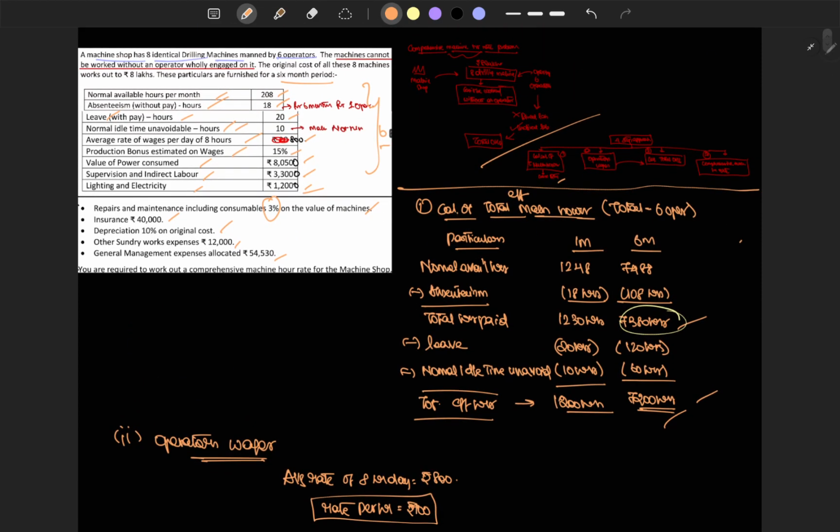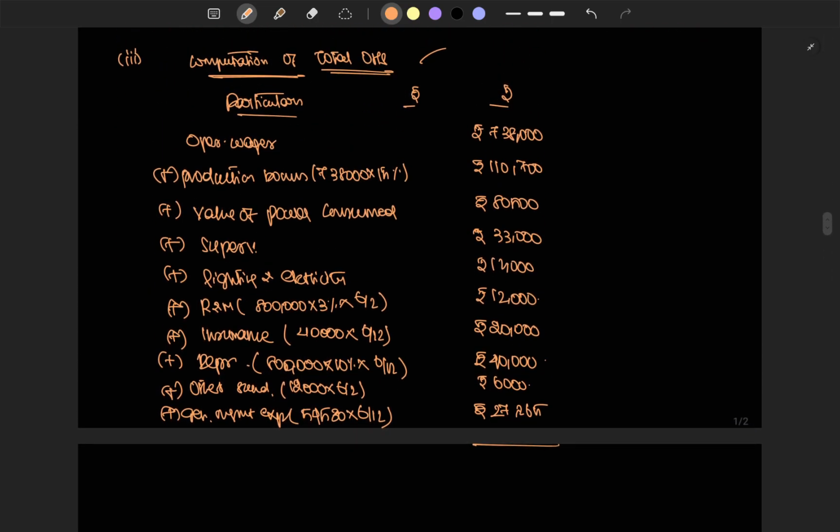I think we took all those values, right? So let's sum it up. 7 lakh 38,000 plus 1 lakh 10,700 plus 80,500 plus 33,000 plus 12,000 plus 12,000 plus 20,000 plus 40,000 plus 6,000 plus 27,265. So we got the value of rupees 10,79,465, which is the total overheads during the 6 months period.